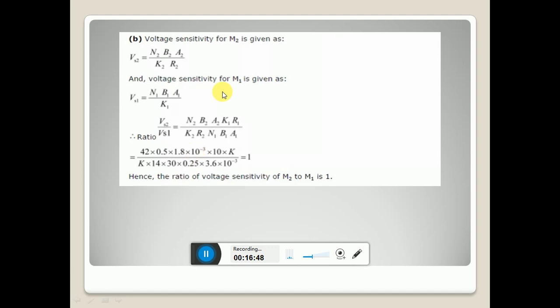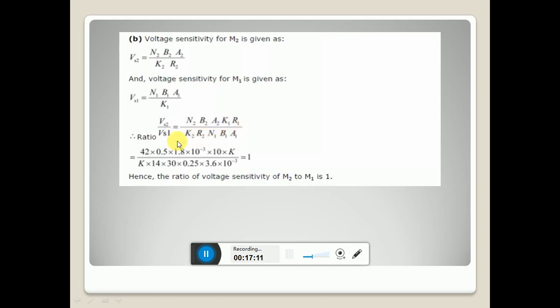Similarly, the voltage sensitivity of M2 is NBA by K into R. If you substitute the values given here, you will get Vs2 by Vs1 equal to N2B2A2 by K2 R2, into K1 R1 by N1B1A1.